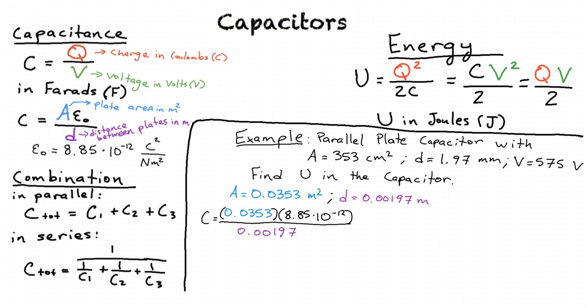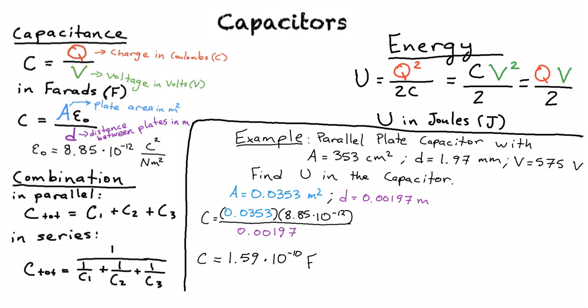Now let's substitute these into the formula. C equals 0.0353 times 8.85 times 10 to the negative 12th divided by 0.00197. Because everything is converted into basic units, the answer will come out in farads. C equals 1.59 times 10 to the negative 10th farads.